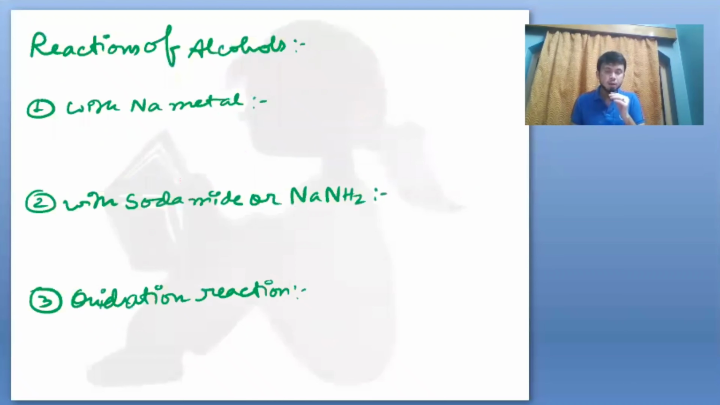Now let's see some reactions of alcohol. That is the reaction with Na metal. So what happens if we react it with our Na metal? That is, the OH will be replaced with our ONa. Okay.